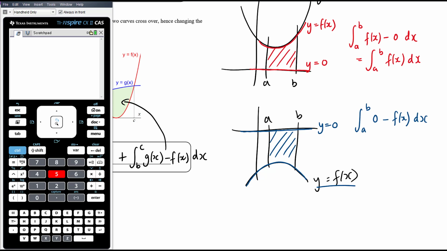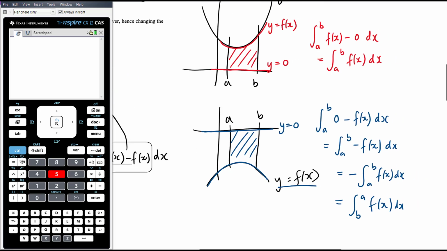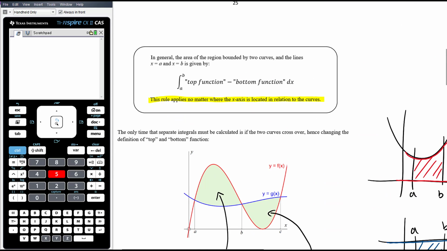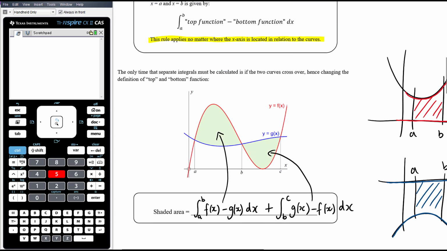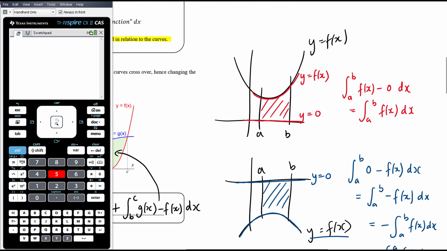And so that is the integral from a to b of negative f of x, which is the same as it being the negative integral from a to b of f of x, or the same as b to a of f of x. So if it helps, you can just always focus on this being how we find areas, understanding that the x-axis is the line y equals 0. So you can use that as your top or your bottom function as relevant. And that can help you to avoid having to think about, well, is it negative or is it positive?